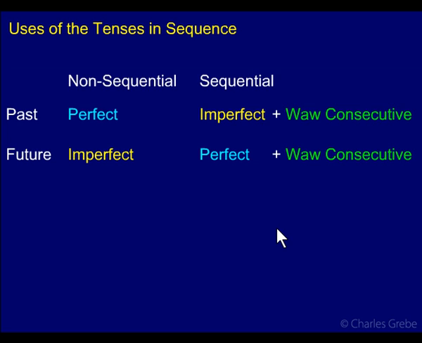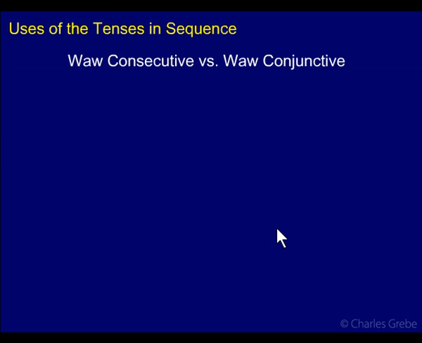Now, the Vav consecutive is not the Vav conjunctive. The Vav conjunctive is the Vav that we've already seen. We introduced back in chapter 7, I think, or even before. That's the Vav we translate as and or but. Simple conjunction between two clauses, or two words even. The Vav consecutive is different. It has this special function for narrative sequences. So this is the one we use for narratives, and this is the one that's just the regular one, the conjunction.